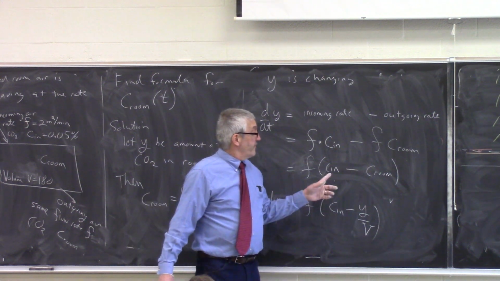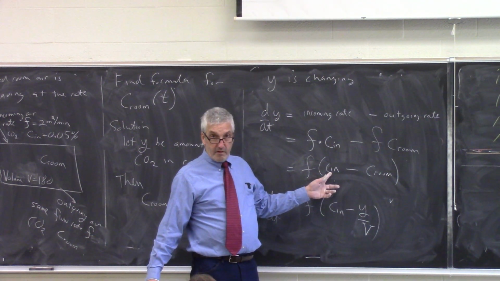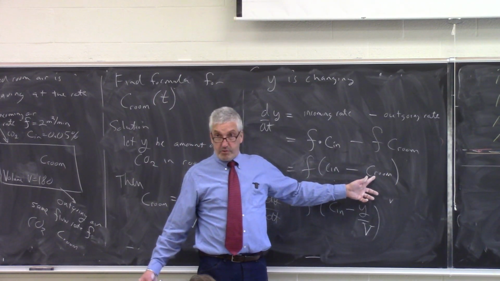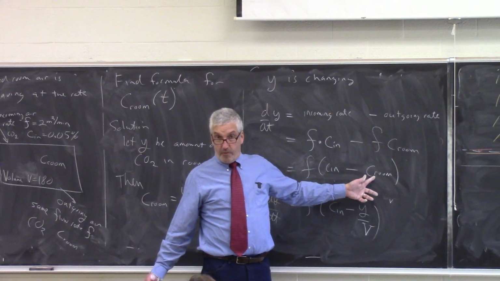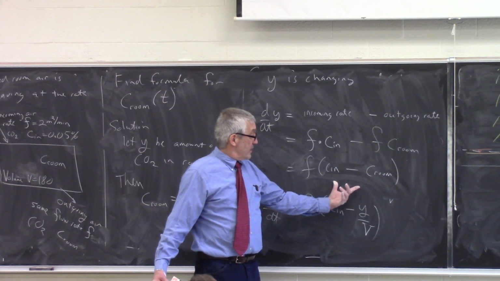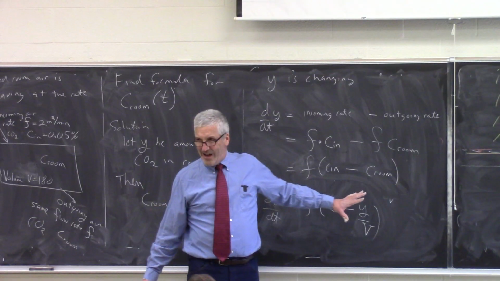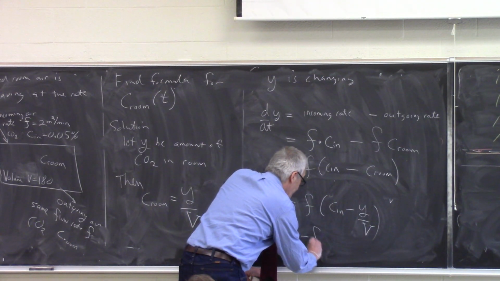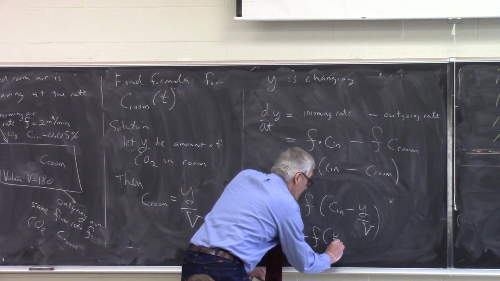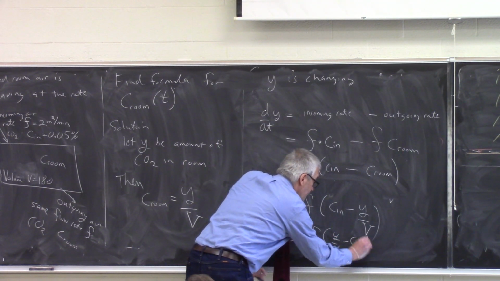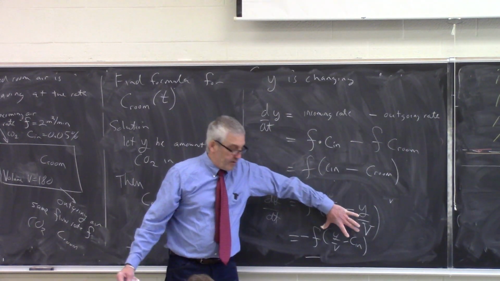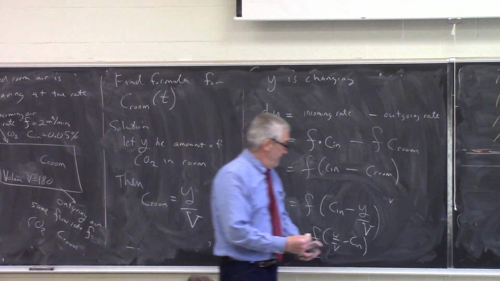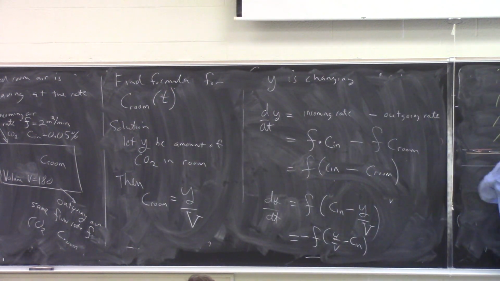Right, the concentration of incoming air, CO2, is a low concentration. It's fresh air. The concentration of CO2 in the room is higher. We're trying to flush out that dirty air. So this is a negative quantity. I'd rather not deal with a negative quantity, so I'm going to do this. This is minus F times Y over V minus Cn. The reason I'm doing that is that I want my thing in parentheses to be a positive quantity. So dy/dt is minus F times Y over V minus Cn.